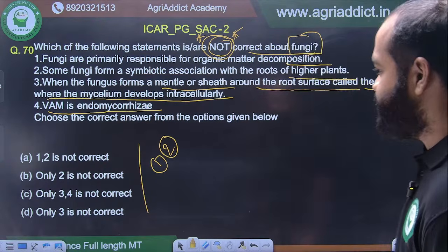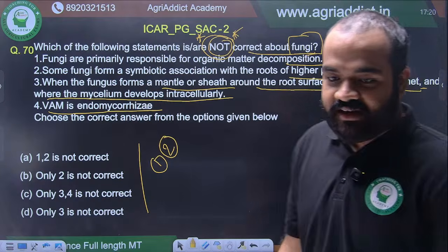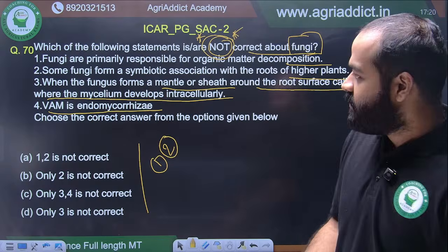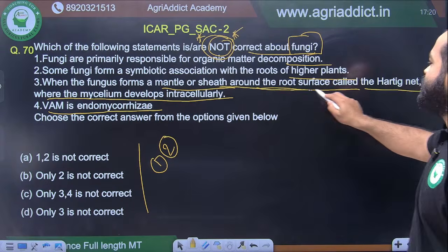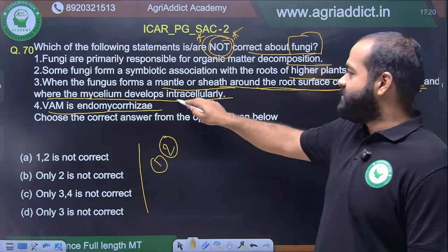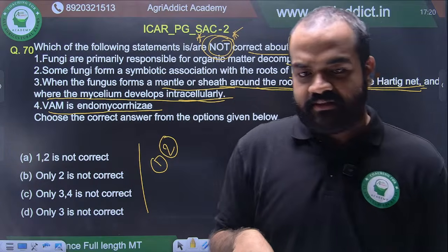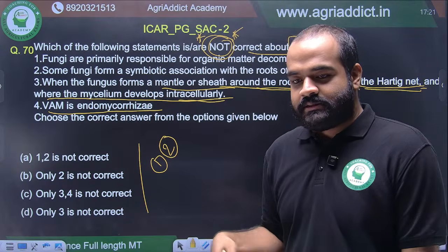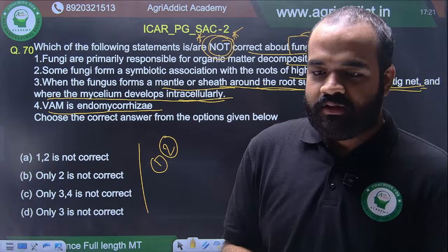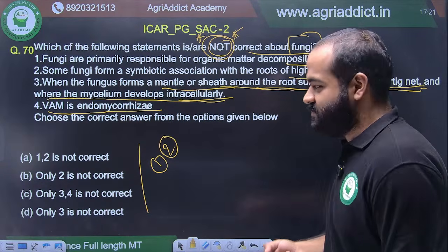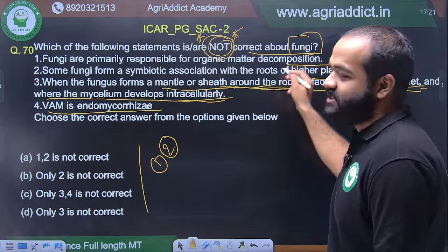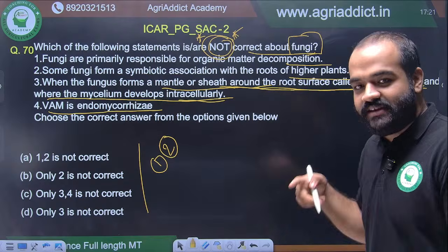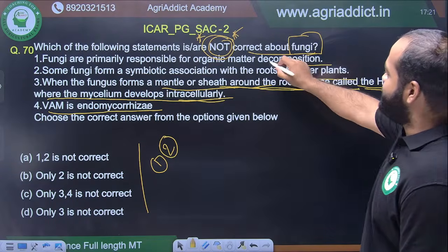You are saying D, only 3 is not correct. Why is 3 not correct? Can you tell, Aman Kumar? What is wrong? When the fungus forms a mantle or sheath around the root surface, it is called Hartig net, and where the mycelium develops intracellularly. What is wrong in this? Intercellular develop. Yes, you are definitely correct, because a mantle or sheath is formed by ectomycorrhiza, right? And ectomycorrhiza cannot develop intracellularly, right? The rest, this is a correct statement. This is also a correct statement.